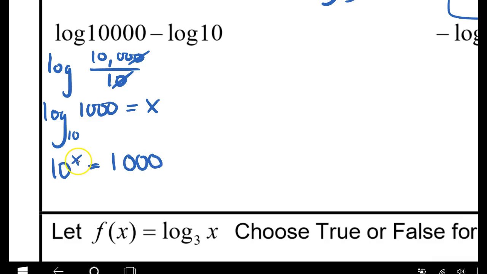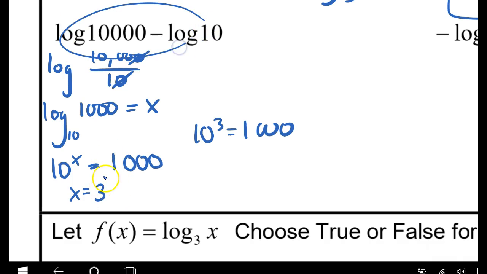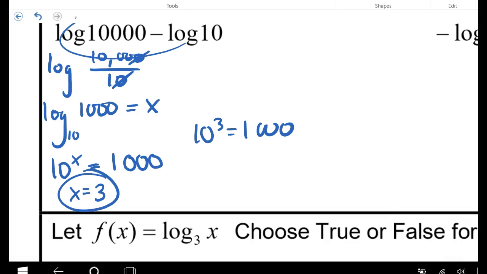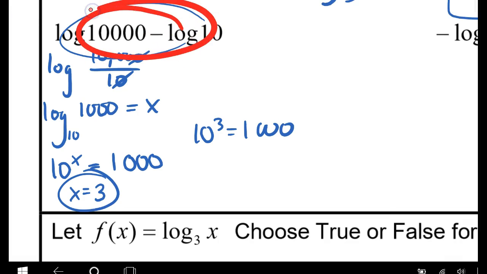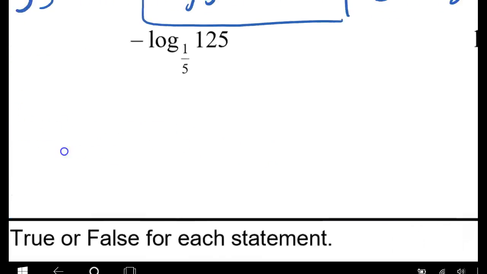And then we have to figure out what number we have to raise 10 to, or what power, to equal 1,000. Well, 10 to the 3, or 10 cubed, is equal to 1,000. So that means our x value is 3. And so yes, it is equal. So we'll circle that one. Okay, so now let's move on to this one.